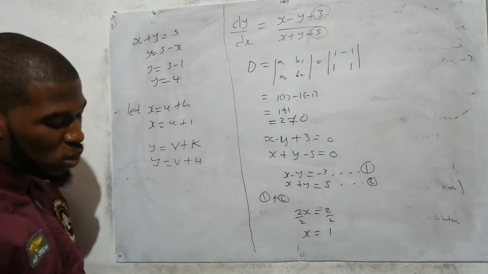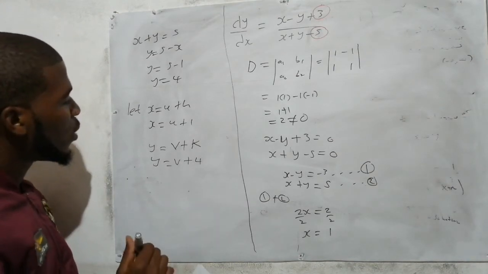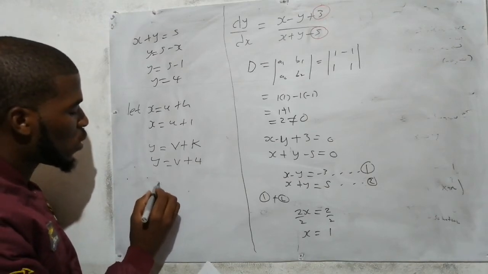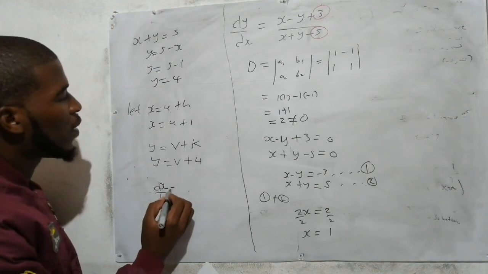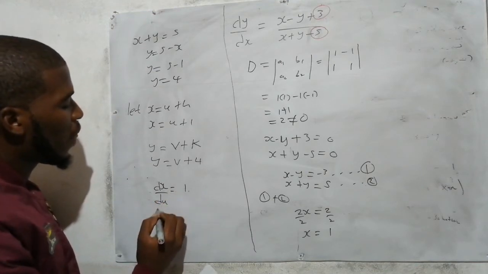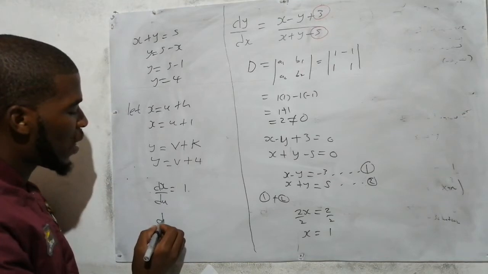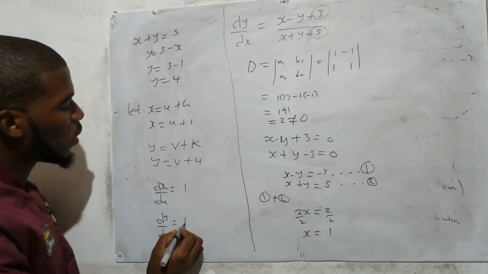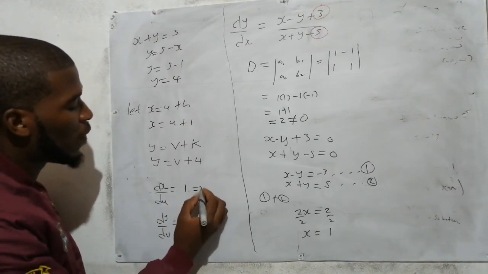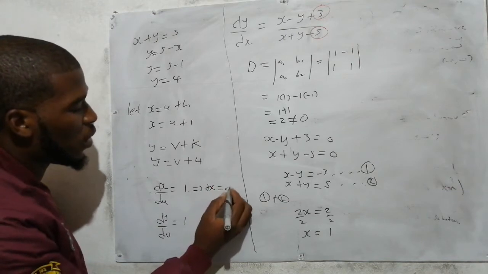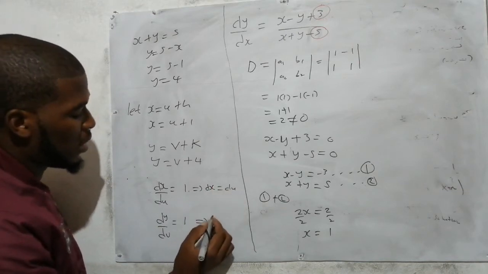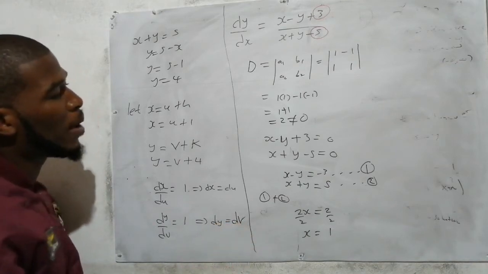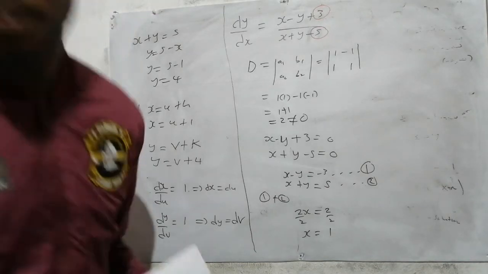So after that, we need to find dx over du. So dx over du equals 1. And then we also need to find dy over dv, which is also equal to 1. So if we cross multiply, this implies that dx equals du, and this implies that dy equals dv.